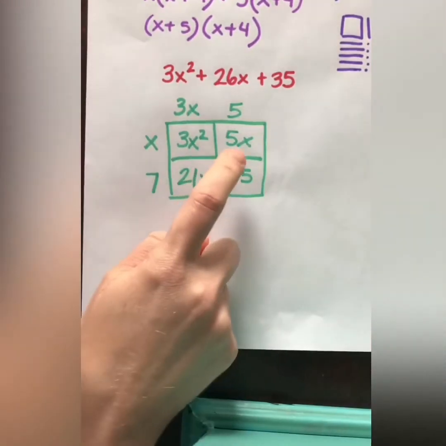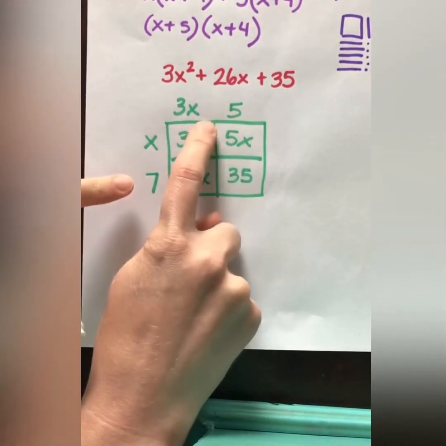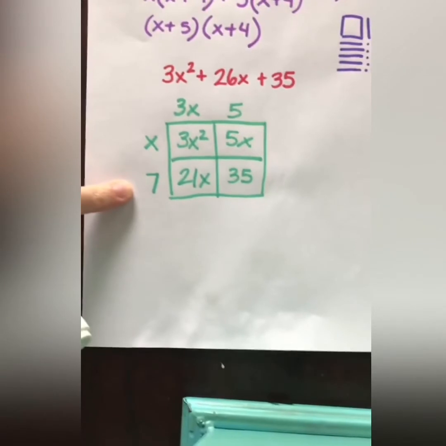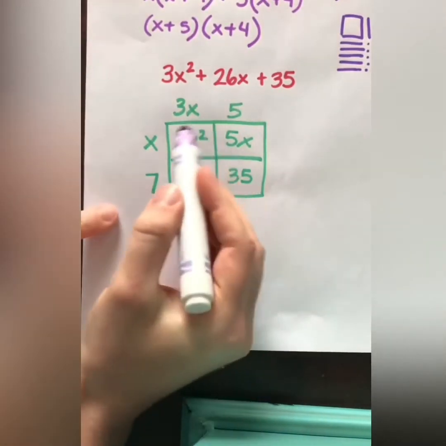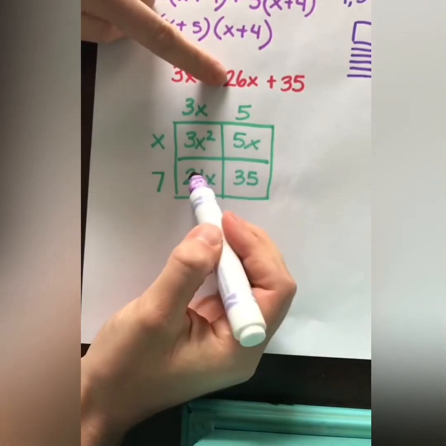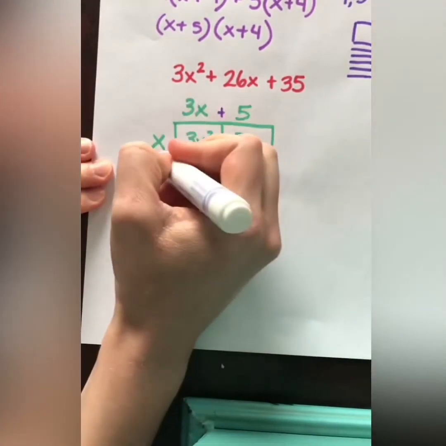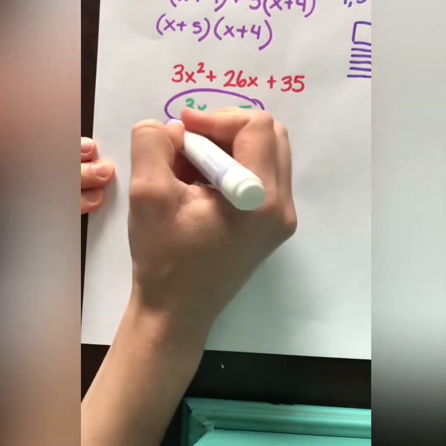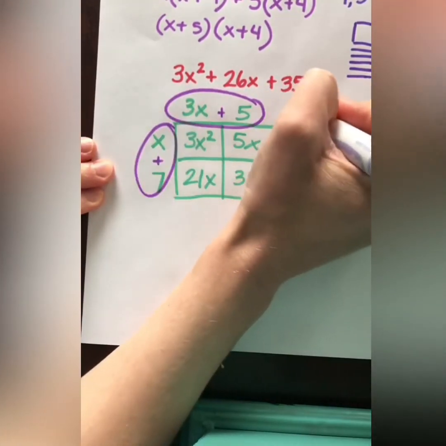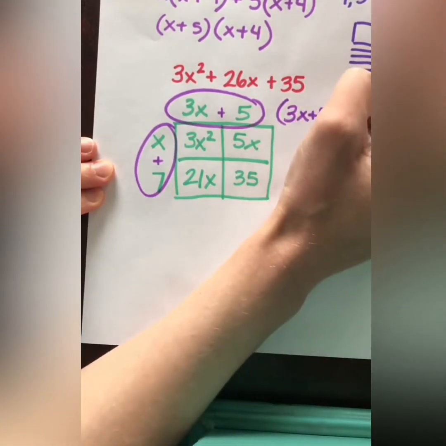When I fill in the rest of the boxes, I do 5 times x to get 5x, and 3x times 7 gives me 21x. So inside here I have 3x squared, 26x, and 35. That means my factors are these dimensions, 3x plus 5 times x plus 7.